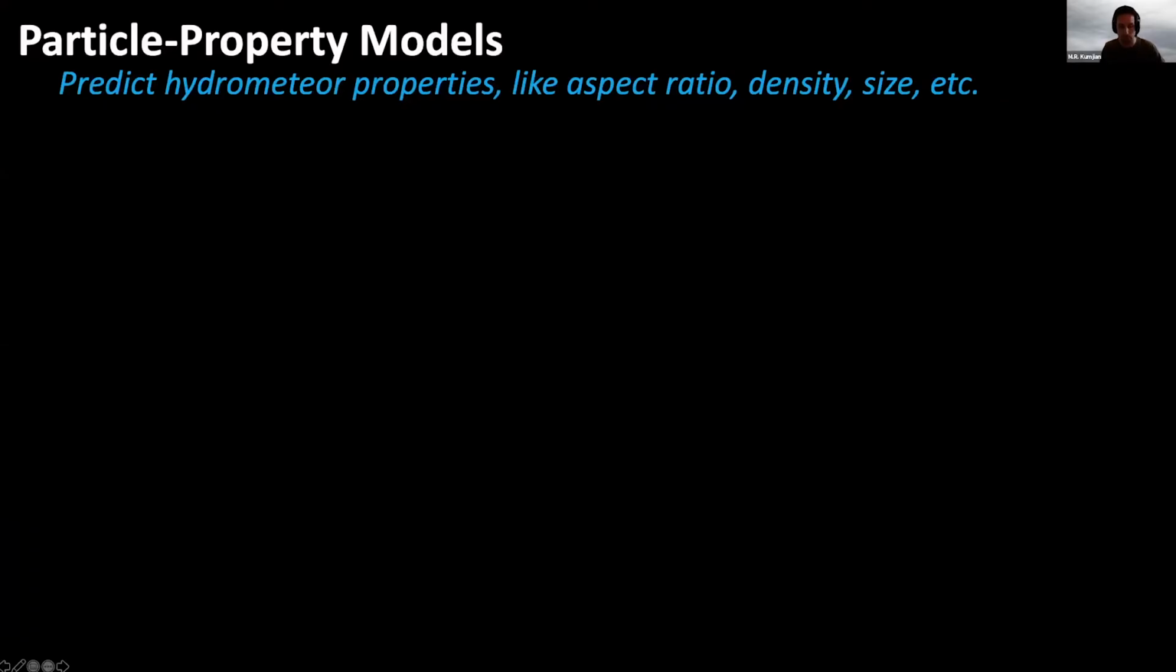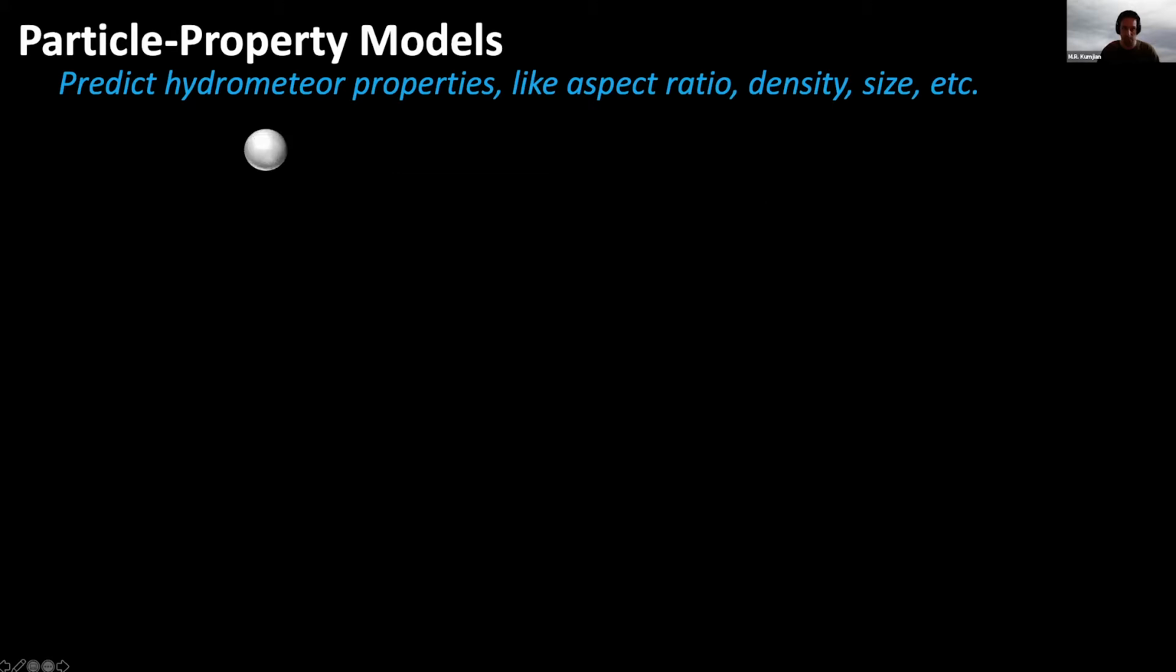So unfortunately, many of these cloud models and cloud parameterizations, as Hugh was talking about, have a lot of inherent uncertainties associated with our lack of knowledge. A new class of these types of models that we're starting to move to is what are known as particle property models. And basically these particle property models just predict hydrometeor properties, including aspect ratio, density, size, etc.